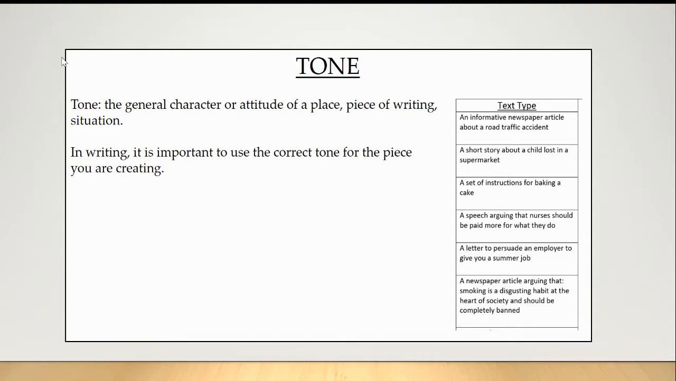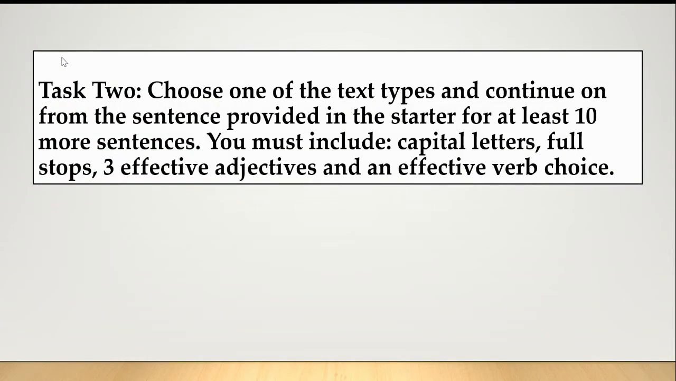It's really important that you choose the correct tone for the piece of writing that you are creating, because that helps you to express your opinion, or it helps you to fulfill the purpose, whether that purpose is different in the text that you're producing. So we're going to have a little look at task 2 on your worksheet for this week, where you are investigating one of the text types that you see in the starter activity, and you're going to continue on from the sentence that you're provided for at least 10 more sentences, but it might be more if you choose to take on one of the challenges.